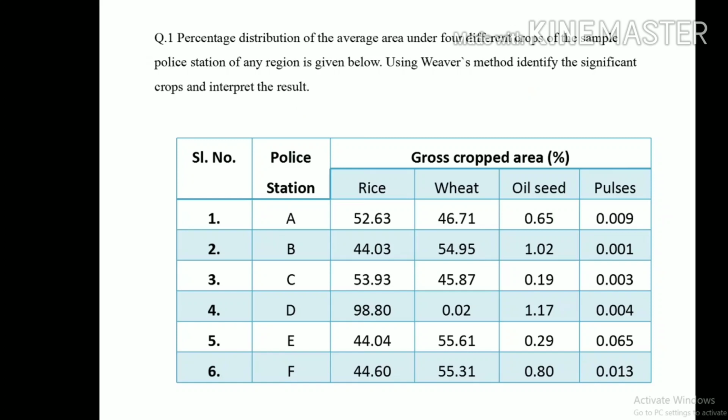In this question, the gross cropped area of different crops such as rice, wheat, oilseed, and pulses under the sample police stations is already given. If in the question the gross cropped area is given in absolute form, then you have to find out the percentage of gross cropped area police station wise, or whatever unit is given in the question.